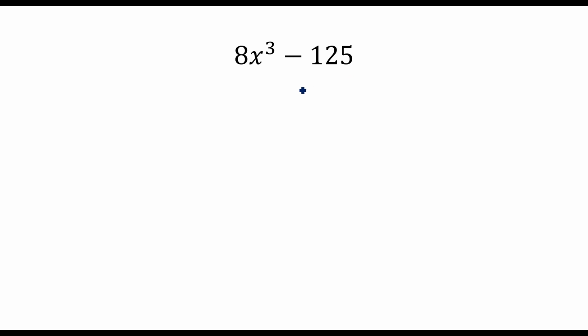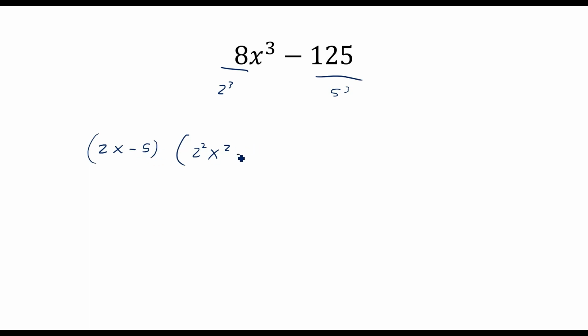8 and 125. I actually know these right off the top of my head. 8 is actually 2 to the power of 3. 125 is 5 to the power of 3. Our factors will be the first number, x, minus the second number. So 2x minus 5. Okay. And then inside of it, we'll just square the first value. 2 times 2, or 2 squared, x squared.